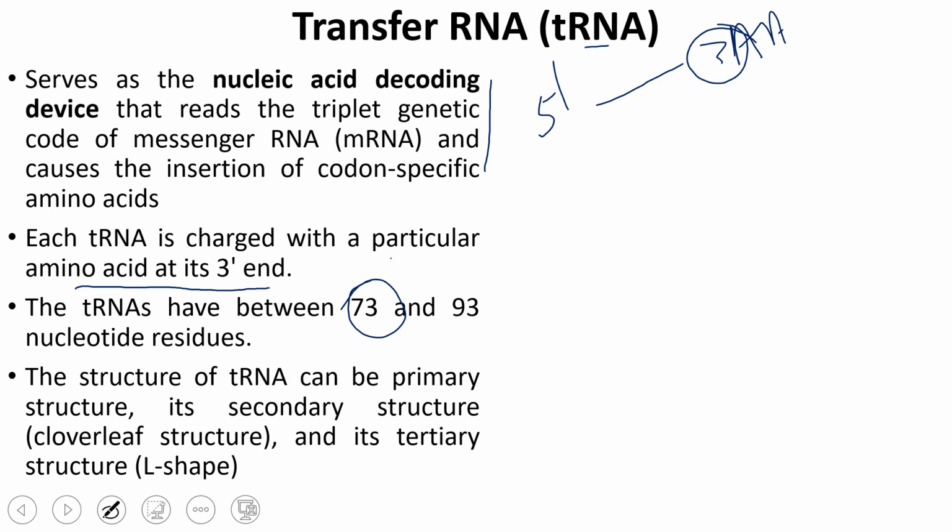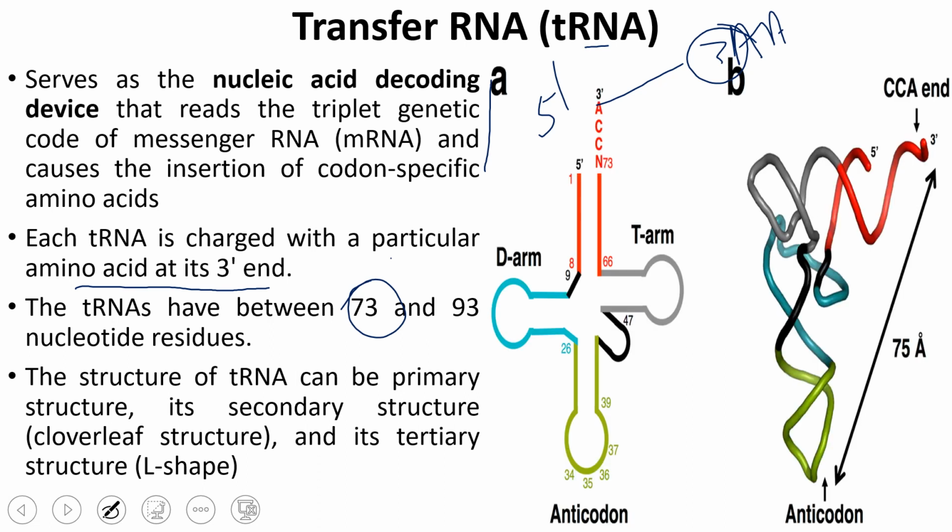This tRNA, if you see, this is the structure of tRNA. This is the secondary structure. Secondary structure means planar structure, 2-dimensional structure. This is the 3-dimensional structure. In the 3-dimensional structure, it slightly looks like an L-shaped structure. When we are talking about the 2D structure, it looks like a clover leaf shaped structure.